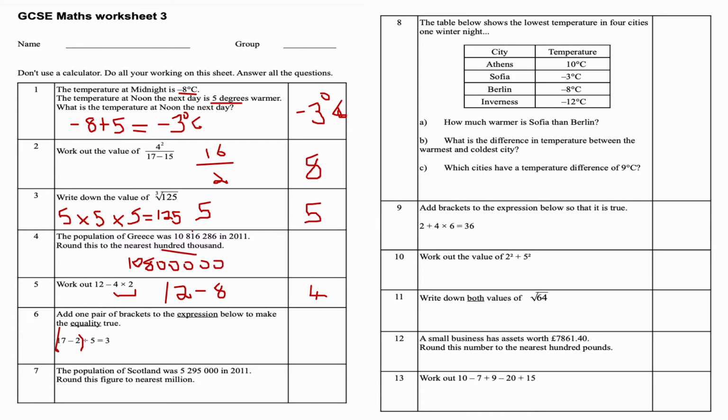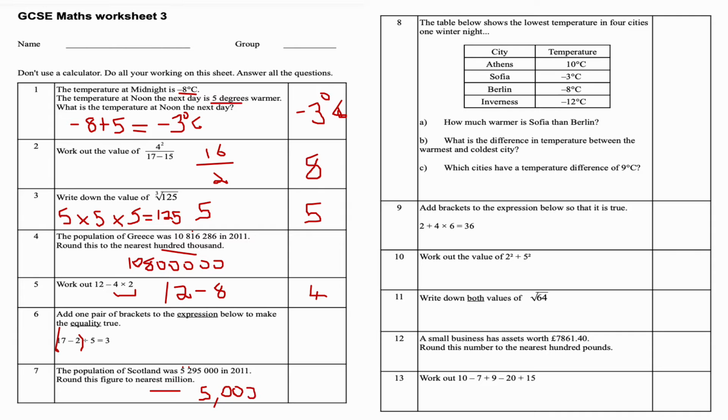Right, guys, this is question number 7, another rounding question. The population of Scotland was 5,295,000 in 2011. Round this figure to the nearest million. Well, that's my millions column. Look at the next number across. I'm going to round down because 2 is smaller than 5. So it's 5 million.